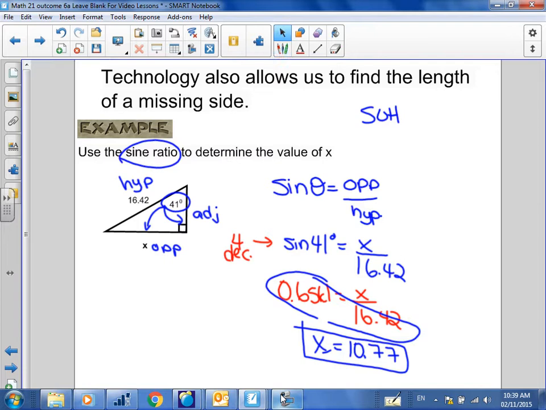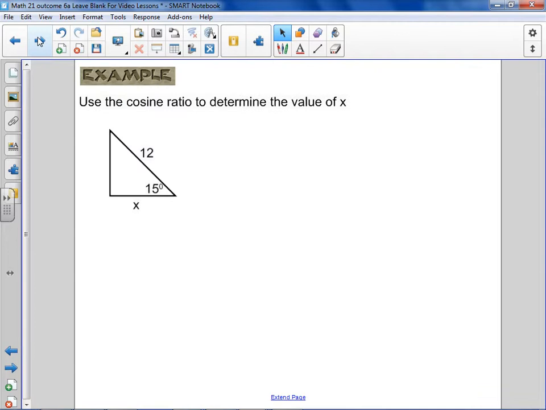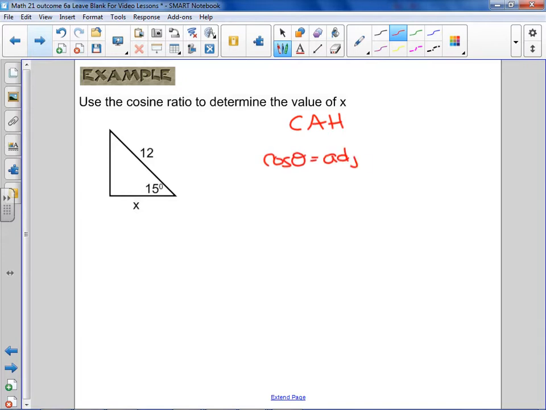Right, let's do our next example. Use the cosine ratio to determine the value of x. So we're using cosine. Cosine comes from CAH. So cos of any angle is the adjacent over the hypotenuse. So my angle that I have is 15. I label it according to 15. That's my hypotenuse. That one's the opposite. That one's the adjacent.